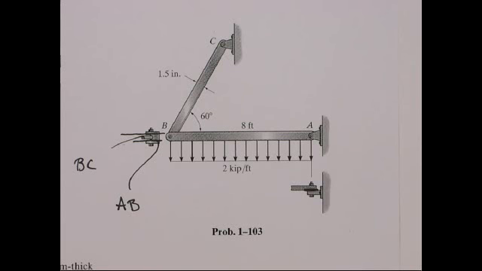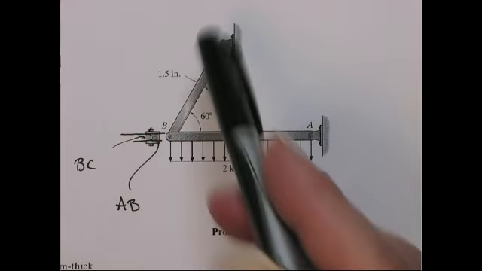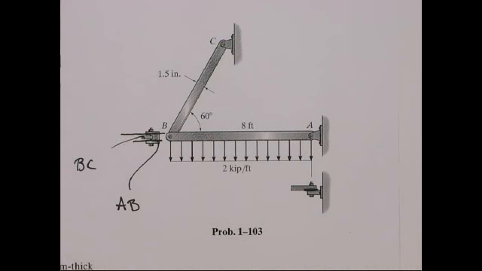All right, this is the final part of problem 103. So we've computed all the reaction forces. We sized element BC, and the only thing left to do is size the pins at B and A for shear failure. And again, we're going to assume it's the same diameter pin.